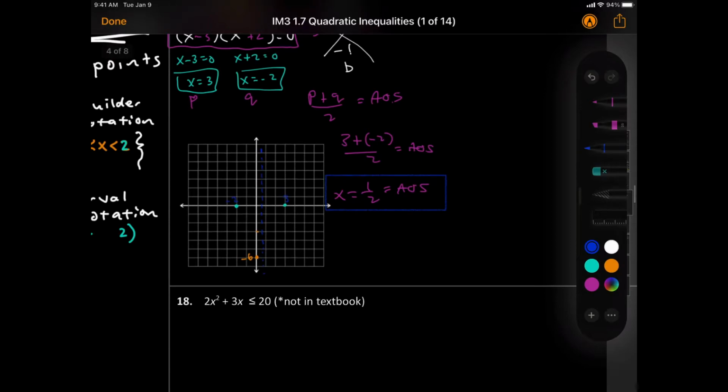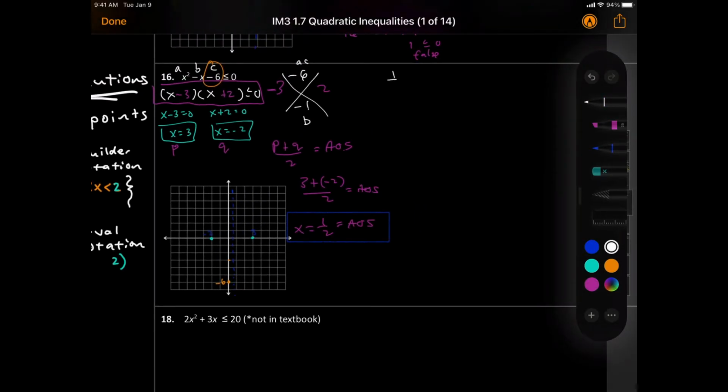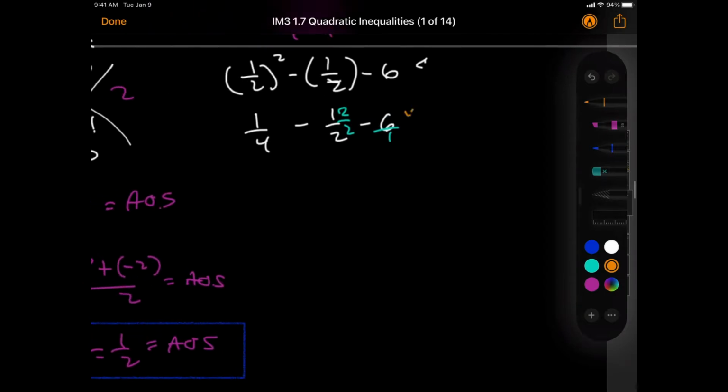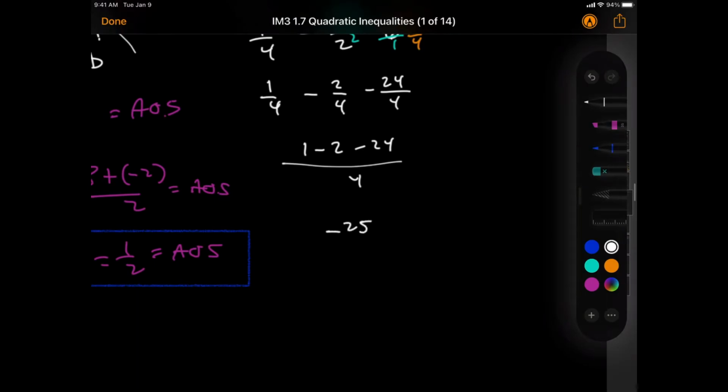Now, if I really want to find out where the other half is, I can just put it into the formula or the equation. So 1/2 squared minus 1/2 minus 6. This will give me 1/4 minus 1/2 minus 6. And I want to clear the fraction. The lowest common denominator is 4. So 1/4 minus 2 over 4 minus 24 over 4, because 24 over 4 is 6. Essentially you can do 1 minus 2 minus 24 over 4. So that's -1, -25 over 4.